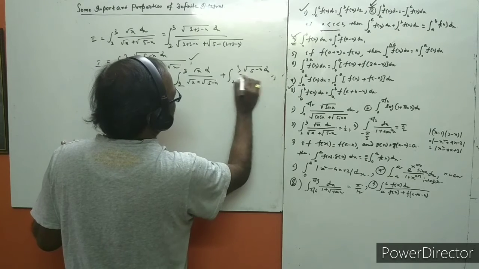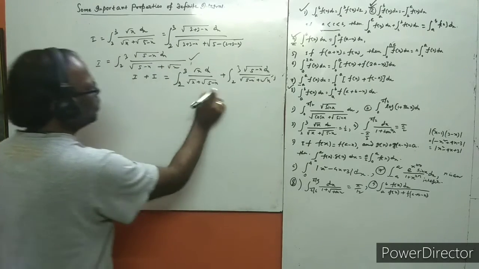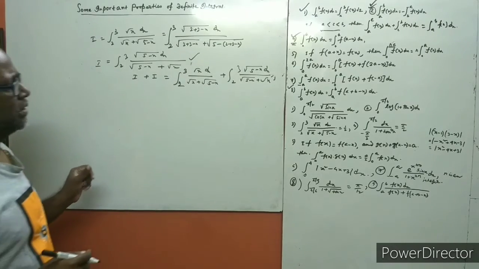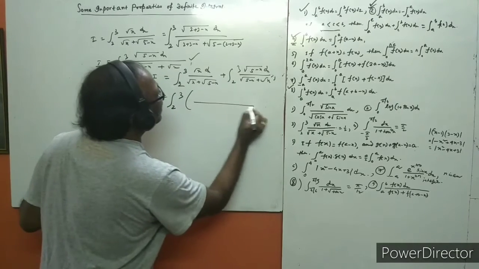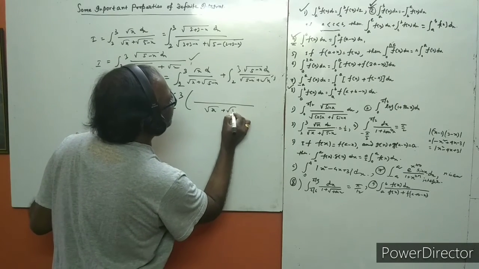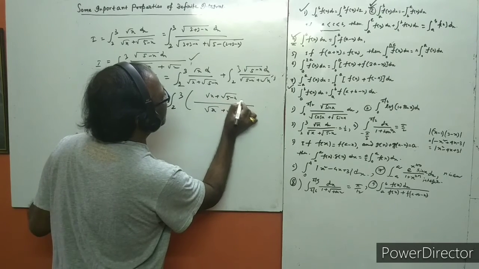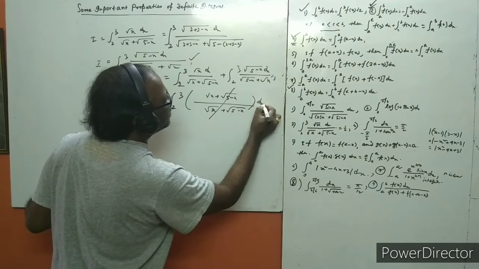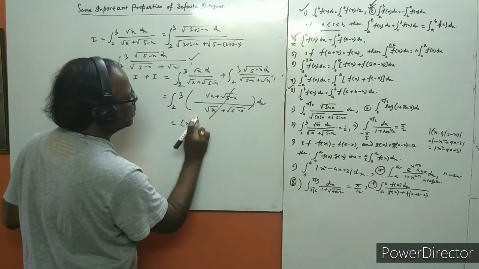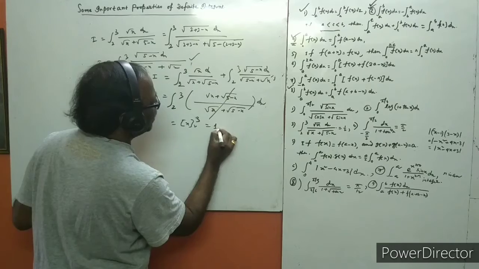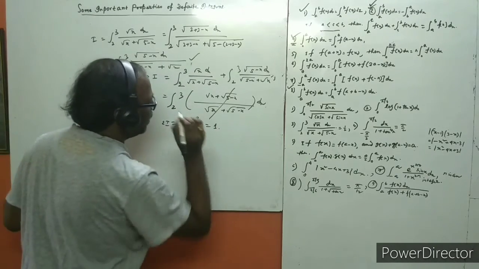Adding these two parts, see carefully, both denominators are the same. So we take a single integral from 2 to 3 of root x plus root of 5 minus x over root x plus root of 5 minus x. Both are cancelled out, and this is dx. So this is x from 2 to 3, which is 1. So 2I is 1, and I is equal to half.